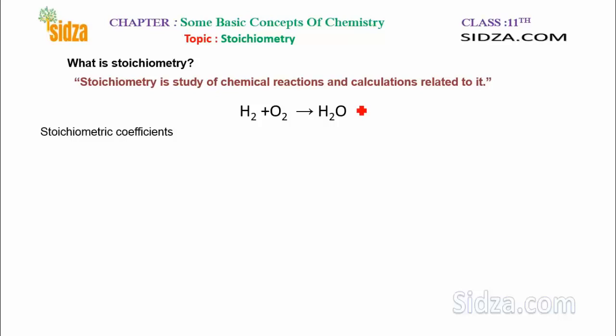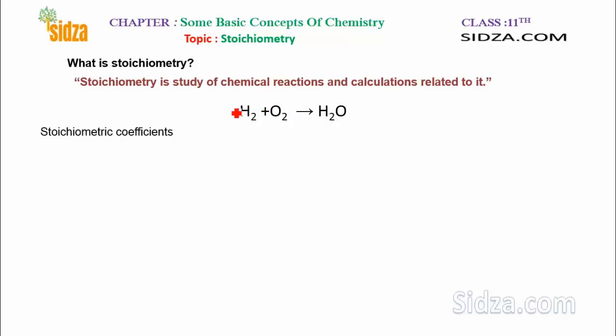Now in this video, we will learn about stoichiometry. You all know that whenever we write down the reaction, we try to balance it. So like here, this equation is not a balanced one. Hydrogen reacts with oxygen and forms water, but it's not a balanced chemical equation.